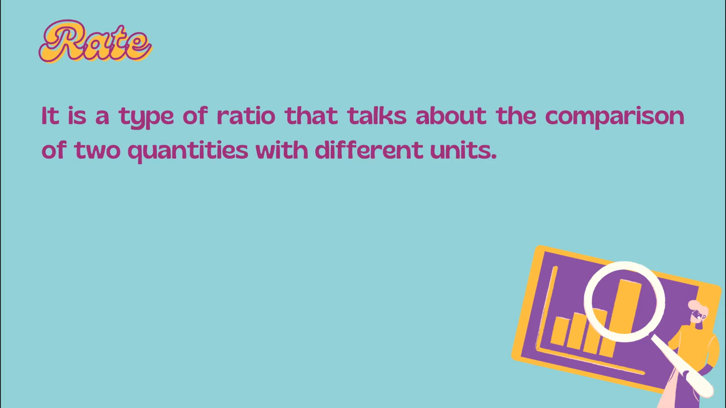Next up is we have the rate. So the rate is a type of ratio that talks about the comparison of two quantities with different units. For example, you would encounter in some problems that they would be talking about kilometers per hour. Sometimes they also talk about feet per second. And also we can have an example which is peso is to dollar. So you can see that they are comparing two different quantities.